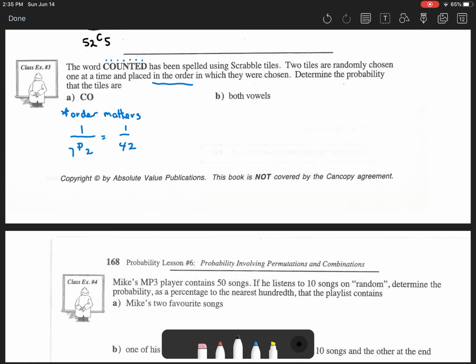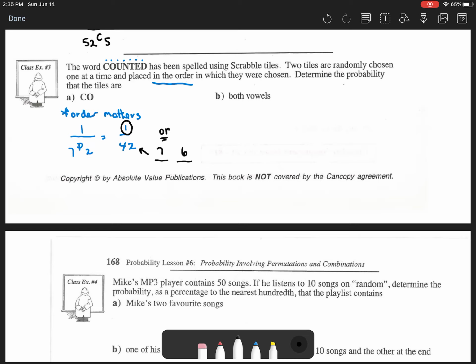Now if you don't like that calculation, and it doesn't make sense to you, you could think about it like this. I know I have 2 spaces to fill. I have 7 possibilities, then 6 possibilities. That's 42, isn't it? 7 times 6 is 42. That gives you this calculation here, and there's only one possibility of it being the C and then the O. So one possibility out of 42 possible ways that you can put letters in those first 2 spots.